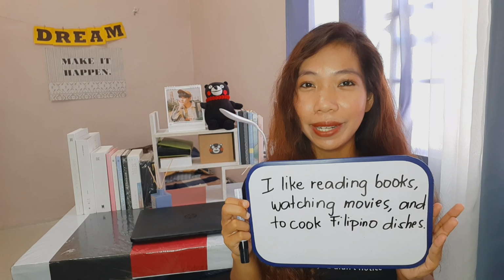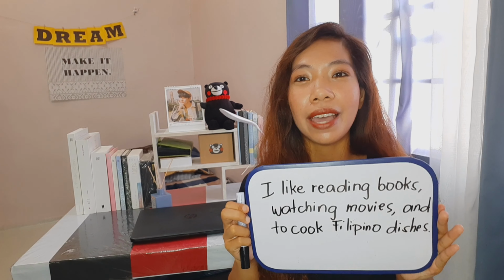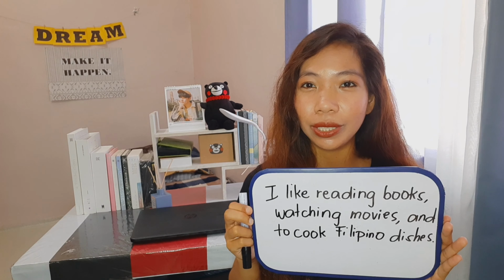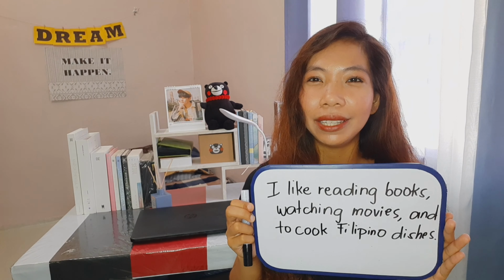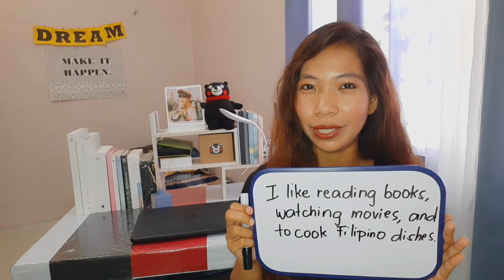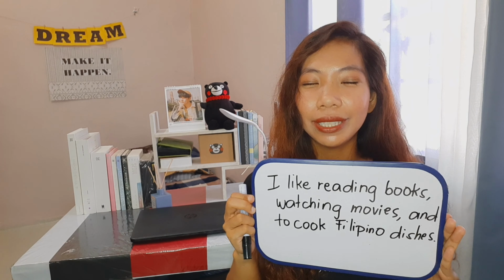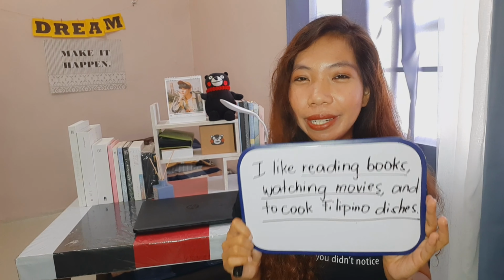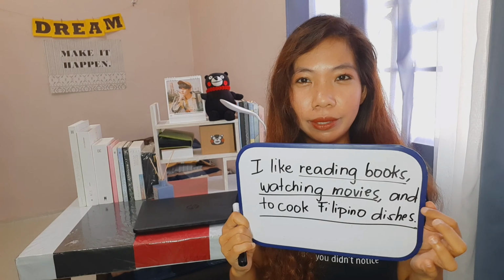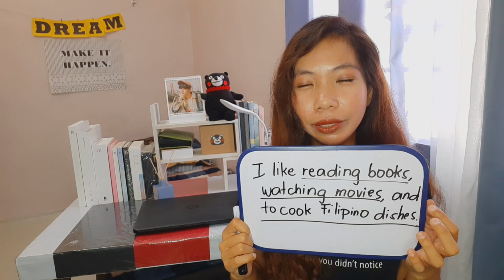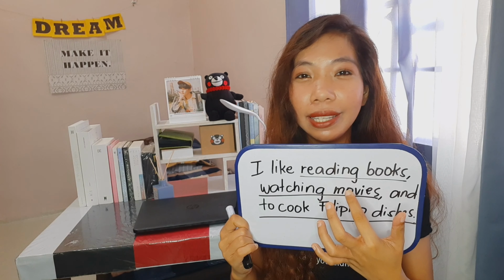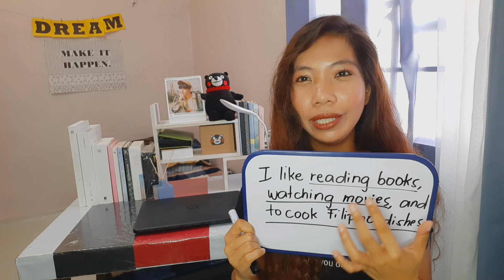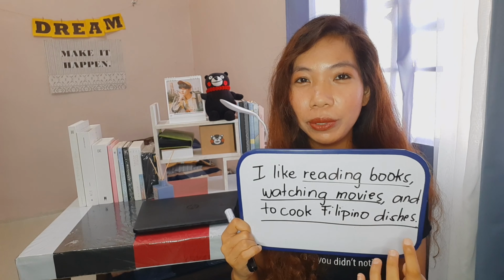Let's have this sentence for instance. I like reading books, watching movies, and to cook Filipino dishes. Let's take a look at these phrases here. I underlined the three phrases that we have to focus on. First is reading books. Focus on this one. It is in ing form, right? The next one, watching movies.